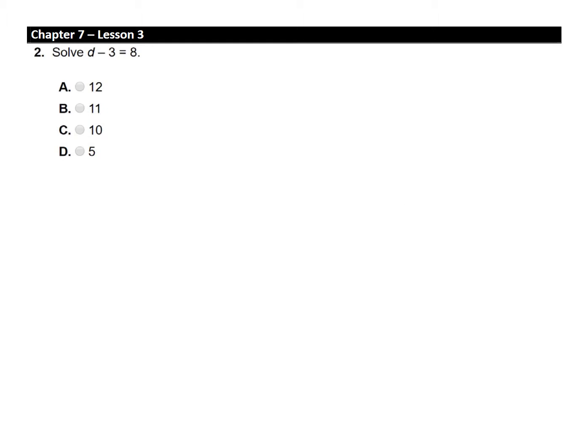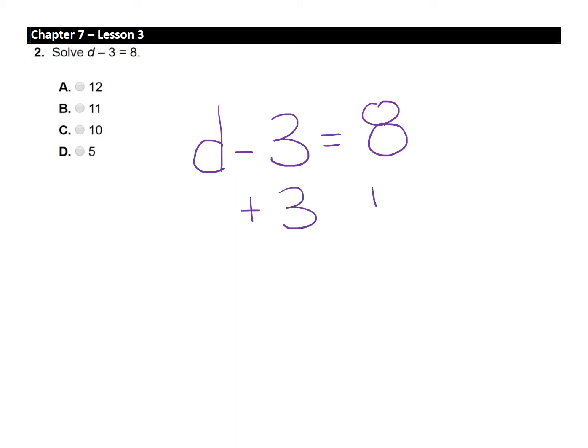Question number 2. Solve D subtract 3 equals 8. I'm going to add 3 to both sides. Subtract 3, add 3, cancels each other out. And D equals 11. Answer choice B.